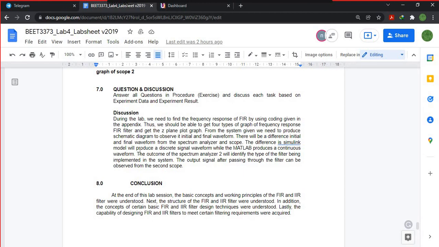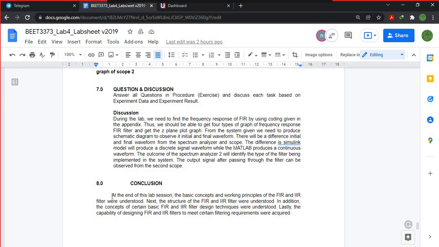The difference is that the Simulink model will produce a discrete signal waveform while MATLAB produces a continuous waveform. The outcome of the spectrum analyzer tool will identify the type of filter being implemented in the system. The output signal after passing through the filter can be observed from the second scope.